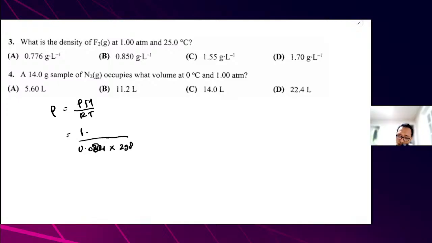The molar mass of F2 is 38. So the answer is 38 divided by 24.5, which is 1.55 grams per liter. All right, we can pause this one.